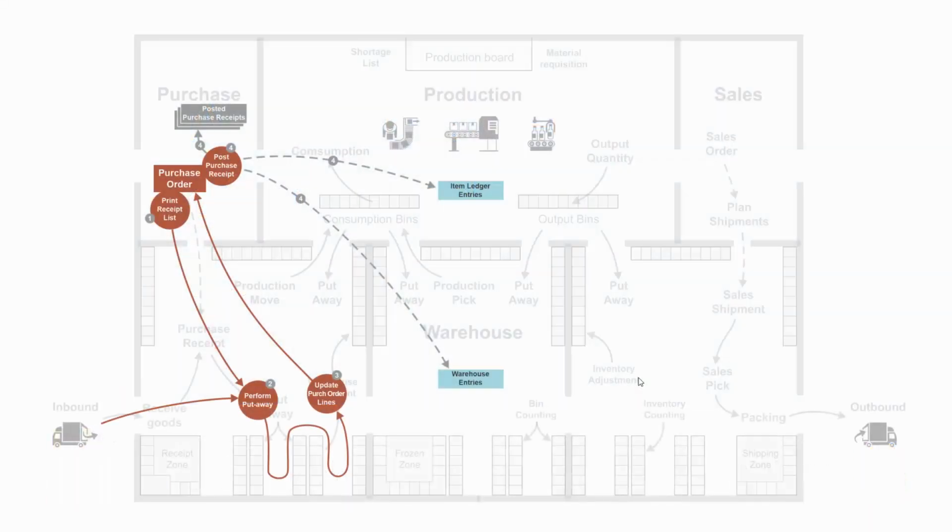Let me show you a simple receive flow on a location that only requires bin and nothing else, how it works in Business Central. So what you see here is the final flow that we are going to do, meaning from a purchase order, we will print some kind of receipt list, which is not standard in Business Central. Then we will perform the put away and post the purchase order. Let's see how it looks in Business Central.